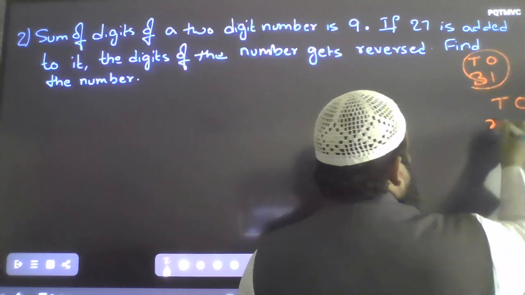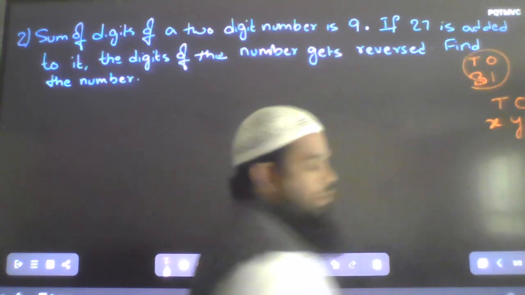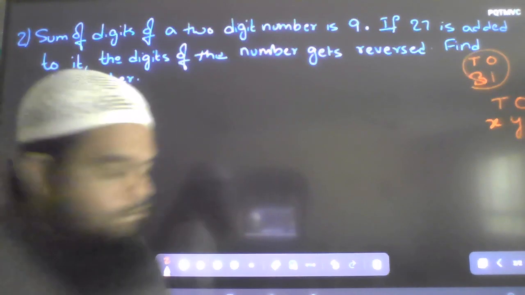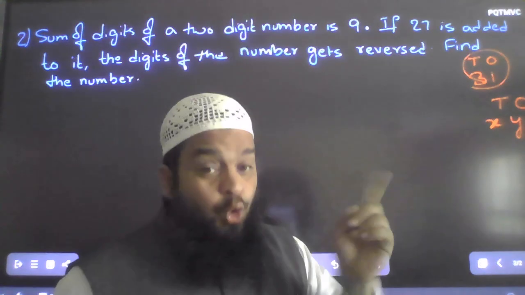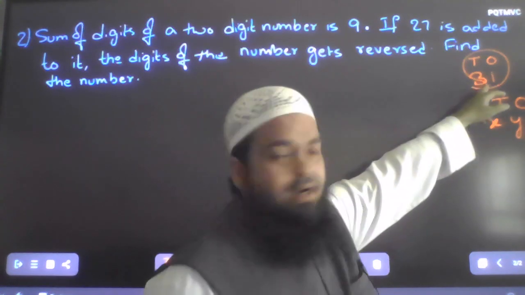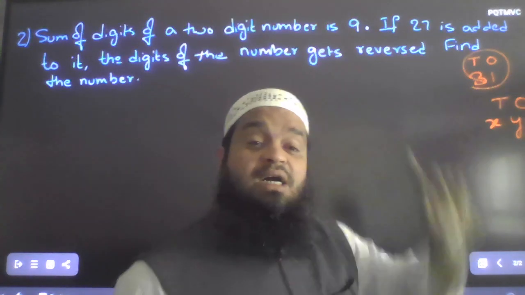The digit in tens place is x, and the digit in ones place is y. How will you read this number? Will you read it as xy? No. Just as you will not read a number like 31 as "three one", you read it as 31.